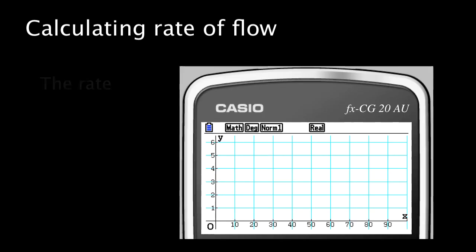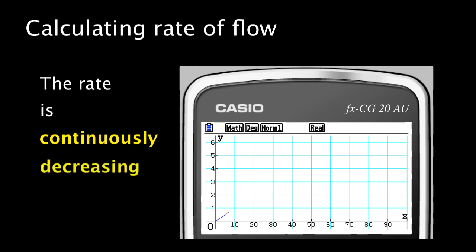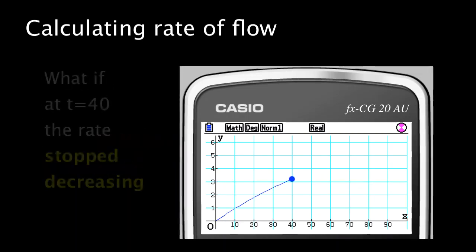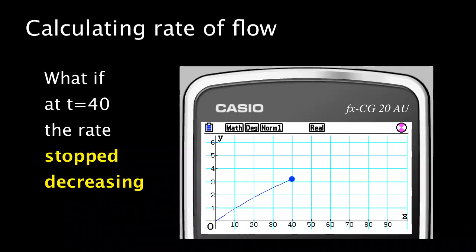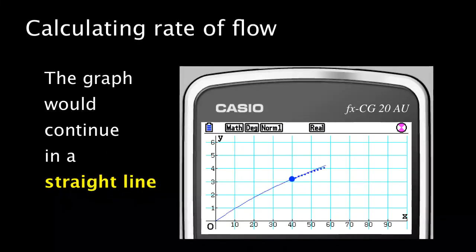Okay, so here is what I did. I was convinced that the rate of flow was continuously decreasing, which of course makes things tricky. So I imagine what the graph would look like if at the 40-second mark, the rate of flow magically stopped decreasing. If that was to happen, the graph would stop curving and continue in a straight line in the exact same direction it was travelling at the 40-second instant.